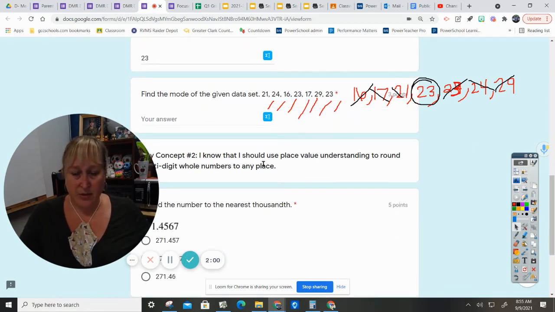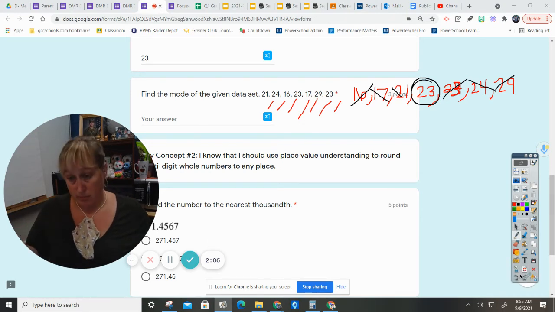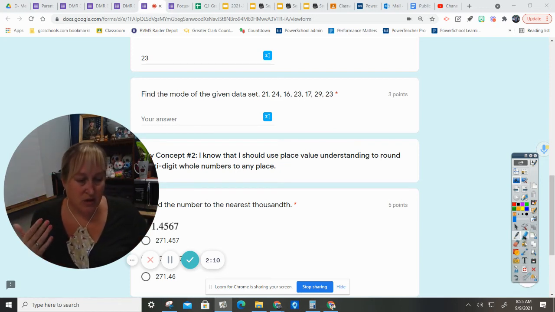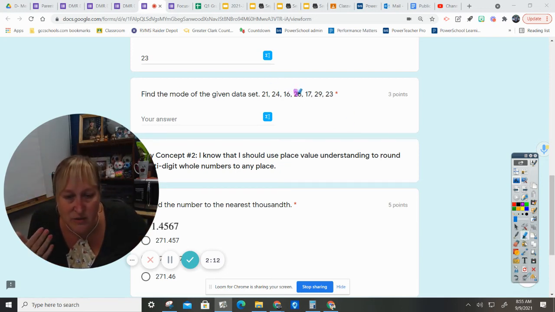Now, find the mode. The mode is the one that happens the most. Mode, most. See how they kind of sound the same? So I noticed that I had two 23s. So the mode on this one is 23.